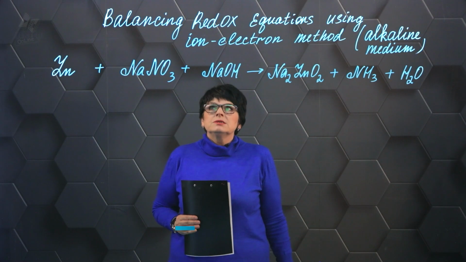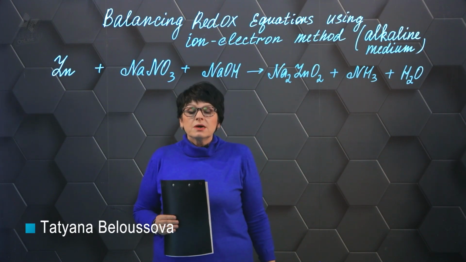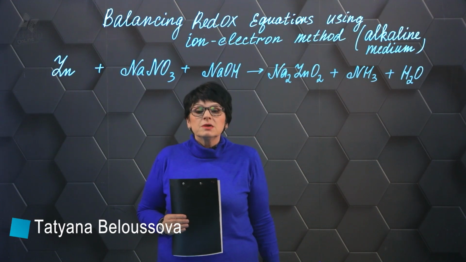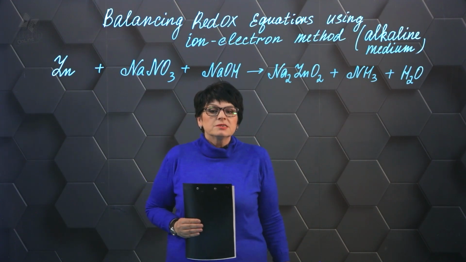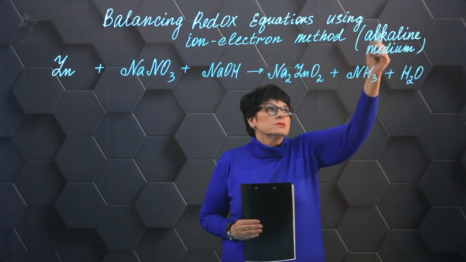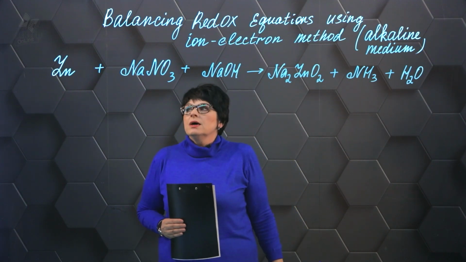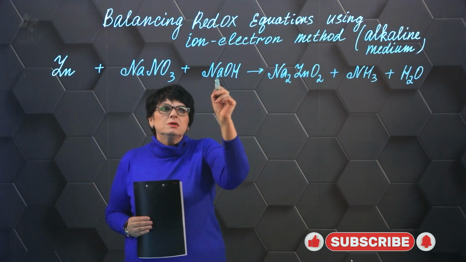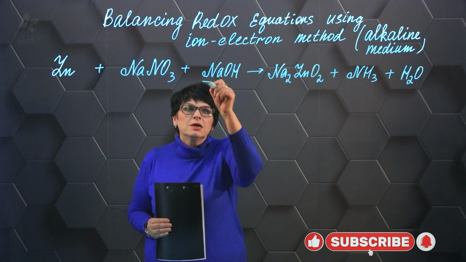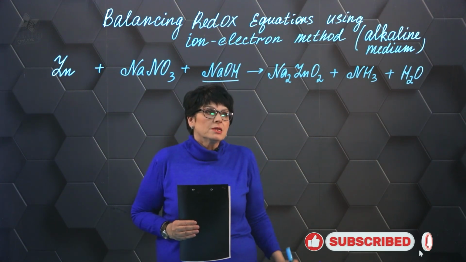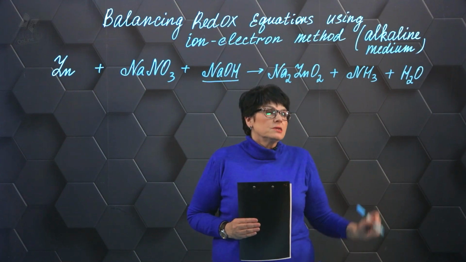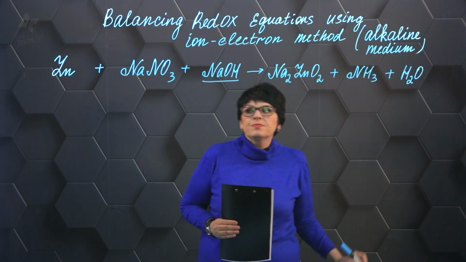Hello everyone, today we are looking at equating redox reactions using the electron-ion balance method. The medium in which we are considering these reactions will be alkaline. Given the chemical reaction of zinc plus sodium nitrate (NaNO3) in the presence of sodium hydroxide, this is the alkaline environment. We get sodium zincate (Na2ZnO2), ammonia and water.